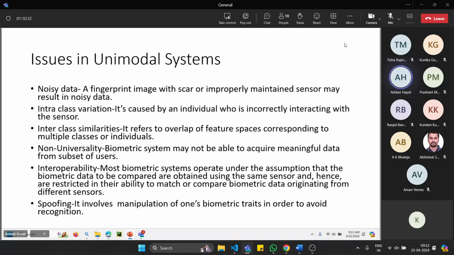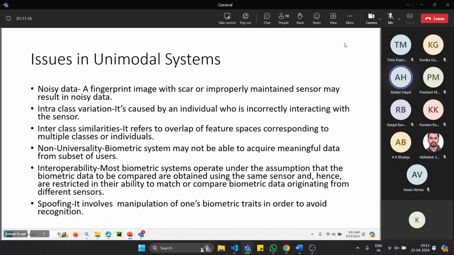Next issue is the intra-class variation. It's caused by an individual who is incorrectly interacting with the sensor, for example, incorrect facial pose, or change in the biometric characteristics or change in hand geometry. These variations can be handled if we store multiple templates for every user and update them over time. Next issue is inter-class similarity. It is when different individuals have similar characteristics, similarities between them. This increases the false match rate.